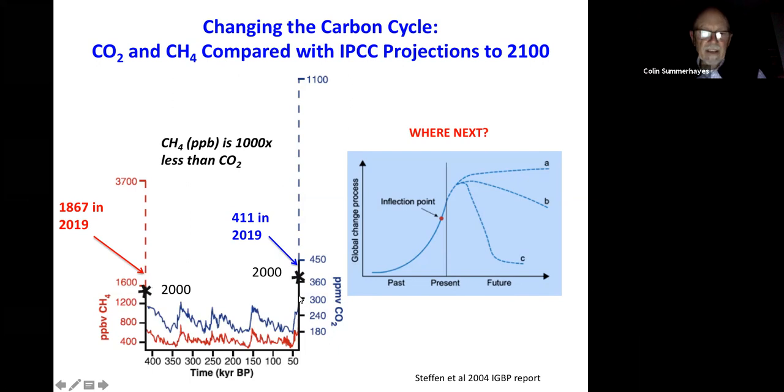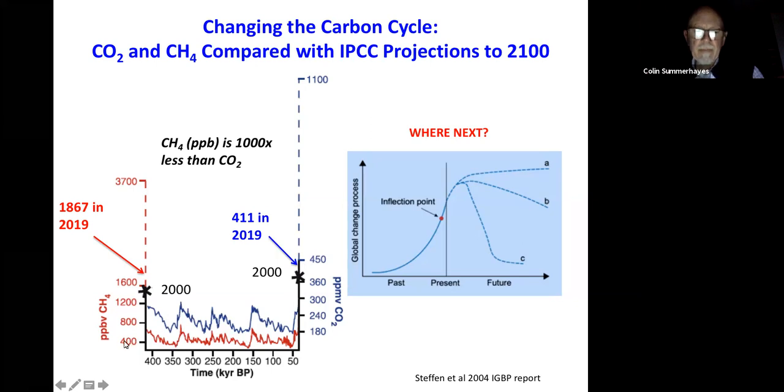So where were we in the year 2000? We were up where these two stars are on both of these axes. So we were up at about 380 parts per million carbon dioxide, and about 1,500 parts per billion of methane. And by 2019, we were up at almost 1,900 parts per billion methane, and about 411 parts per million carbon dioxide. So these greenhouse gases have increased significantly with time.